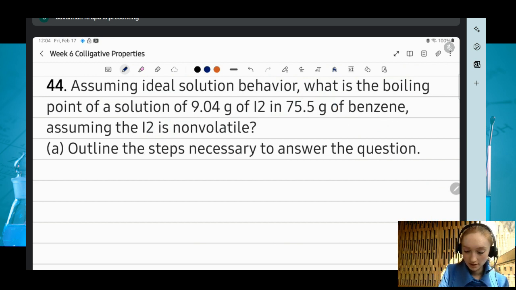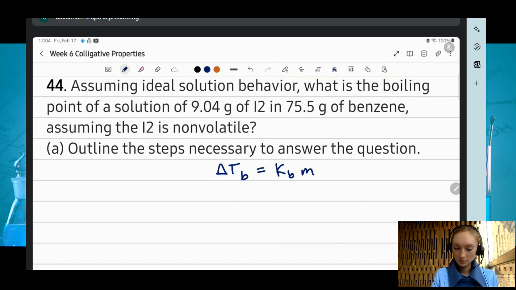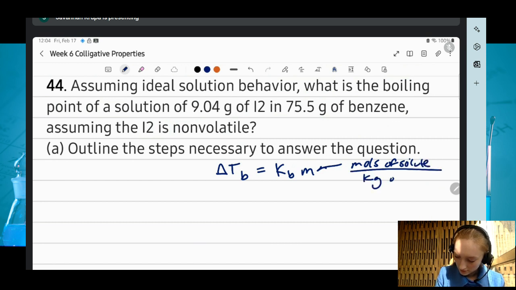So we will be using the equation delta T, the change in temperature of the boiling point, equals Kb, which is a constant, multiplied by molality. This is not molarity, this is molality, and this will be the moles of solute divided by the kilograms of solvent. So this is the equation that we're working from. From the problem, it gives us the mass of the iodine gas, and so we will need to convert that to moles.